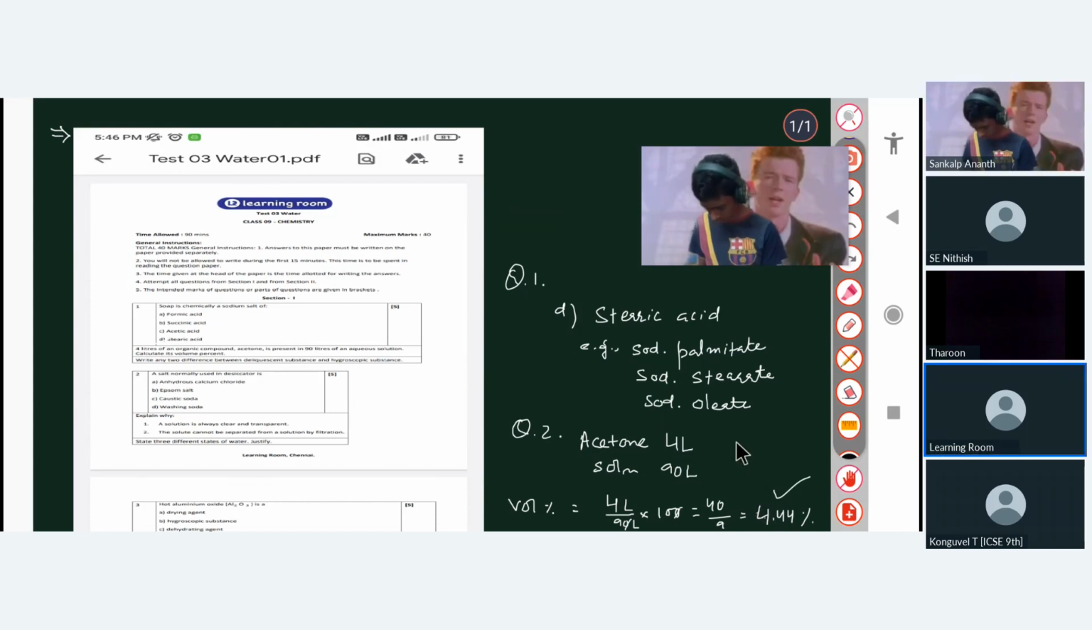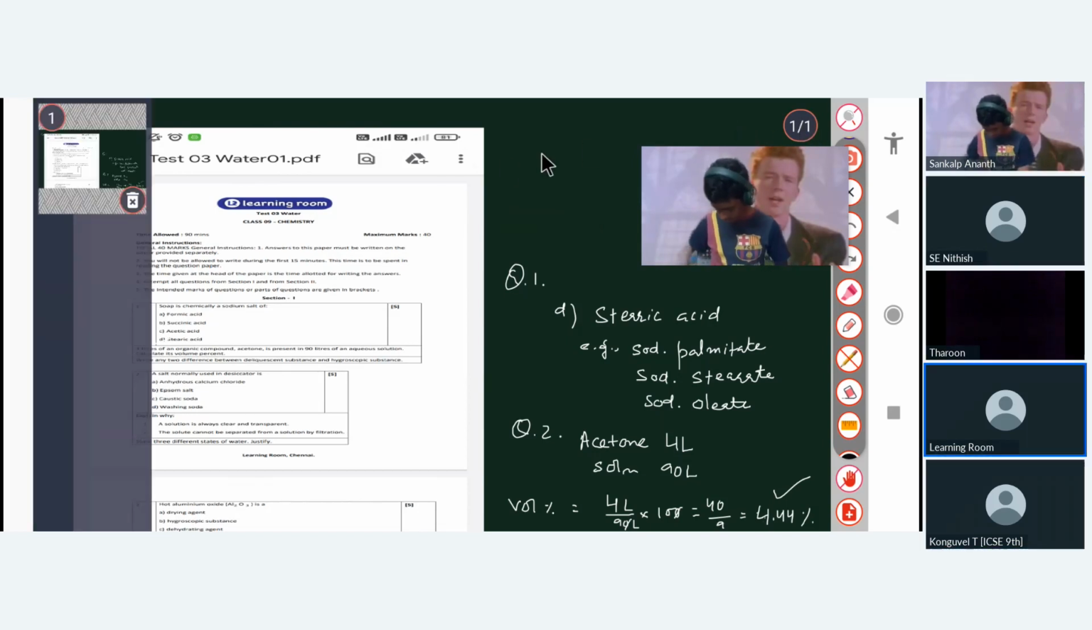Okay, so what was the next one here? Deliquescent and hygroscopic, the difference. Deliquescent and hygroscopic, we have studied this, right? Yes, sir. Can I write one difference and then an example and still get marks? Sure, you can tell me. Okay, tell me one difference.